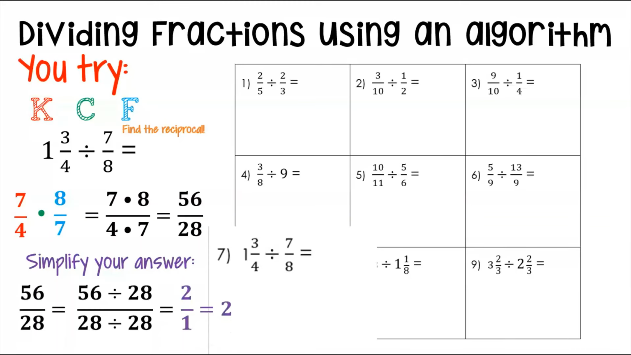When you divide by 28 on the top, you get 2, and on the bottom you get 1, and the final answer will then be 2, because remember, any whole number can be written as a fraction with a 1 as a denominator. So 2/1 is the same thing as 2.